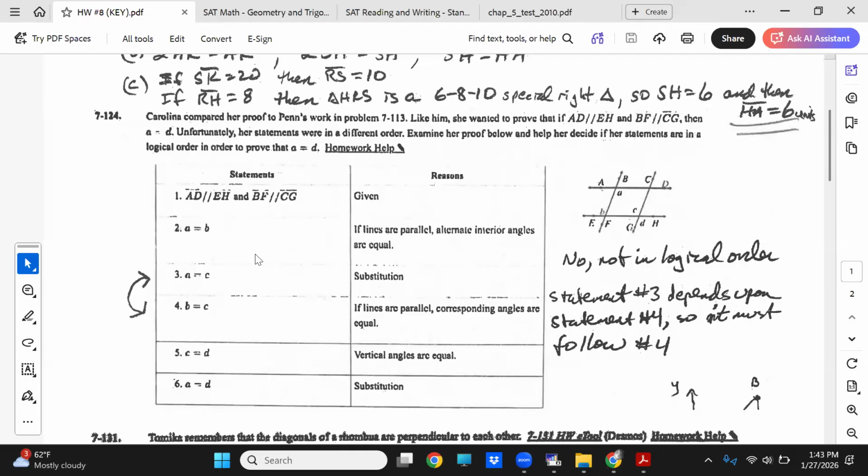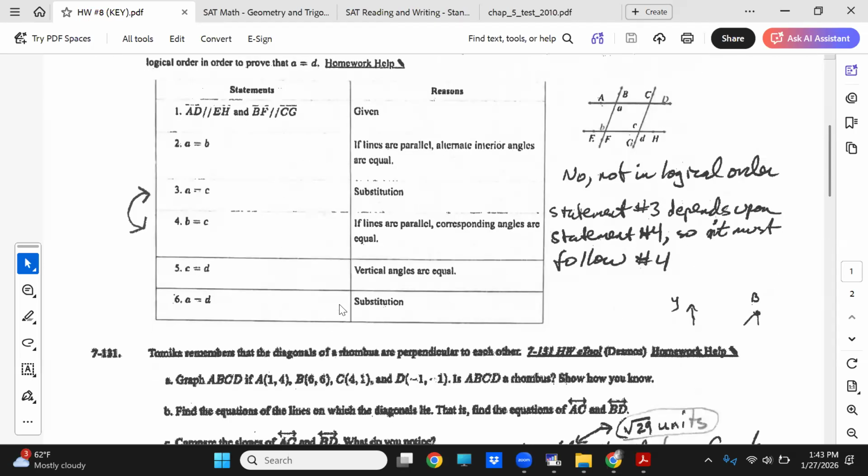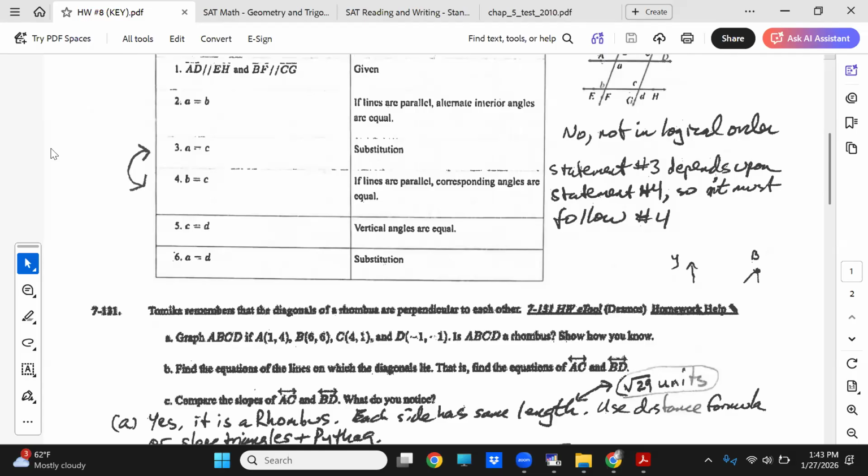So substitution is just you're replacing a letter with something else that it equals. That's all you're doing for substitution. So for example, if you say A equals B and B equals C, naturally A equals C. That's all substitution ever is. Because what you're doing is you're replacing this B here with what it equals, which is A. There you go.